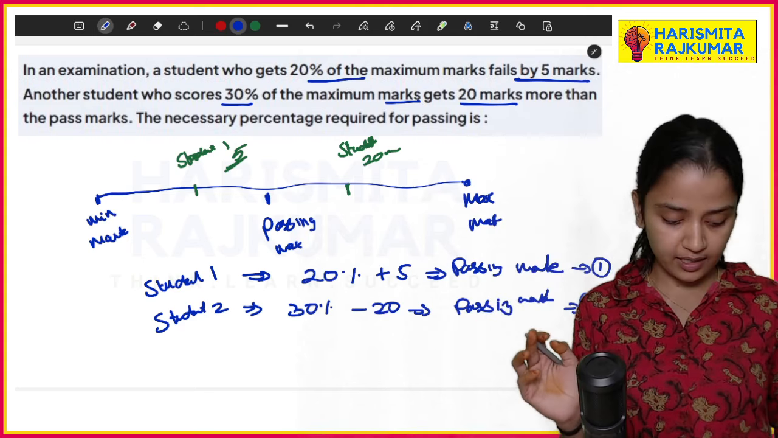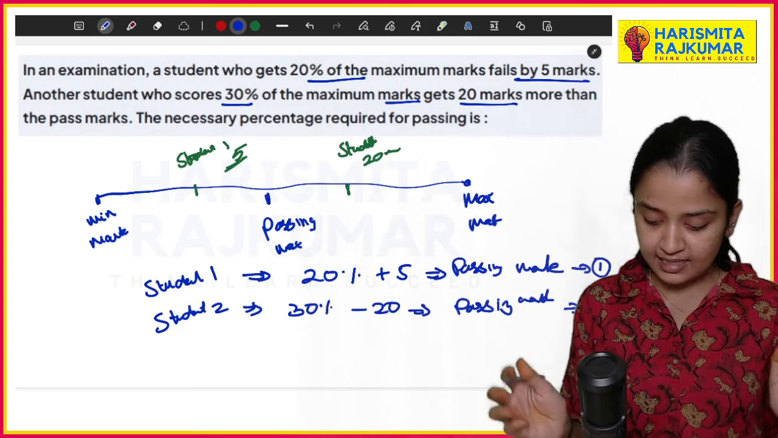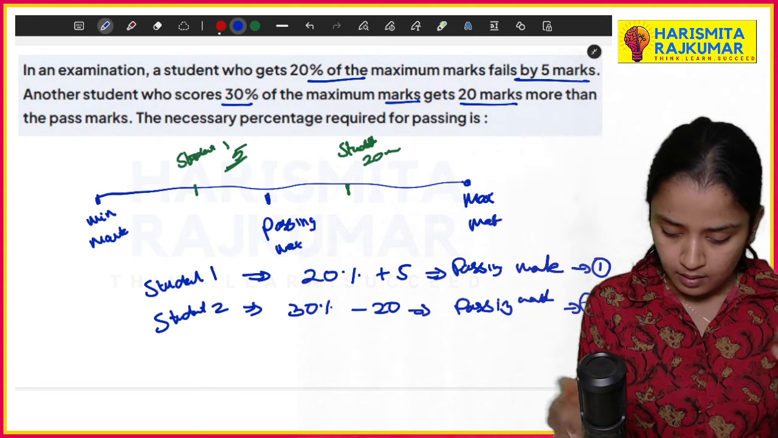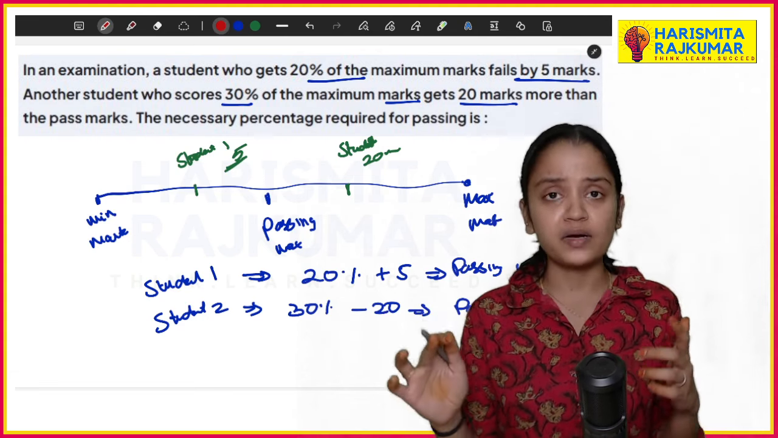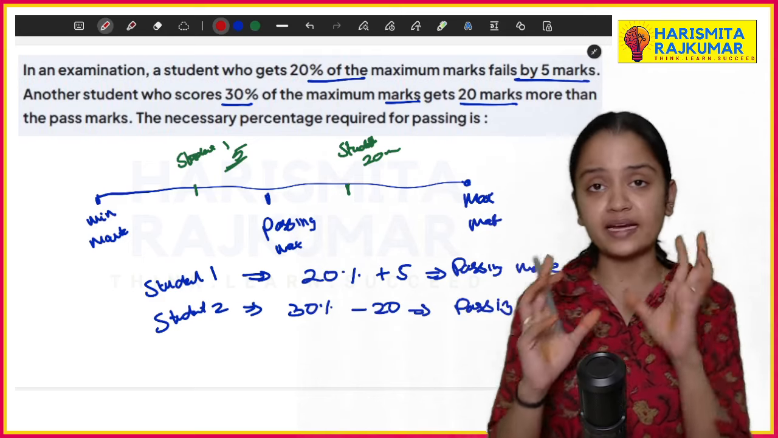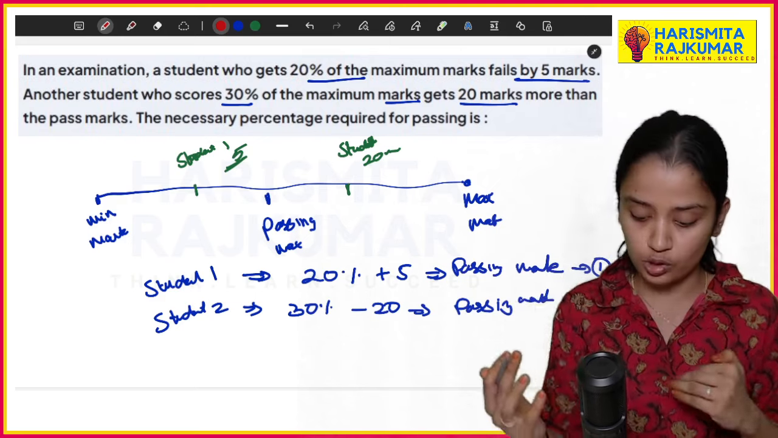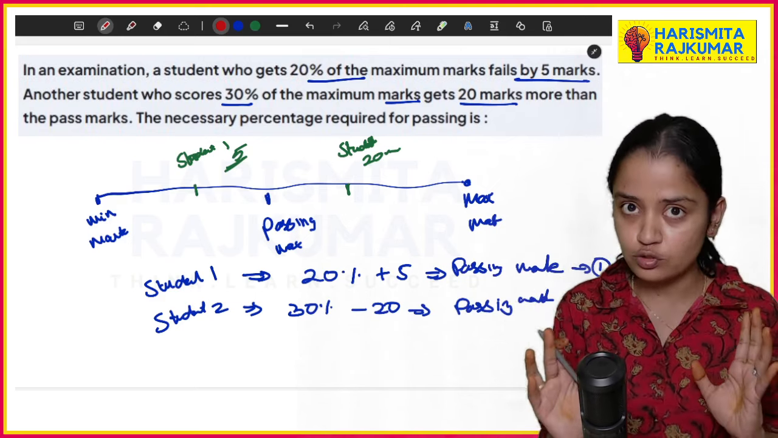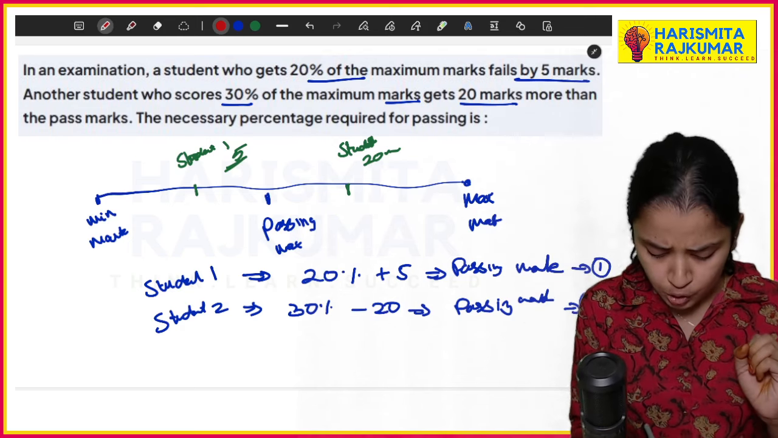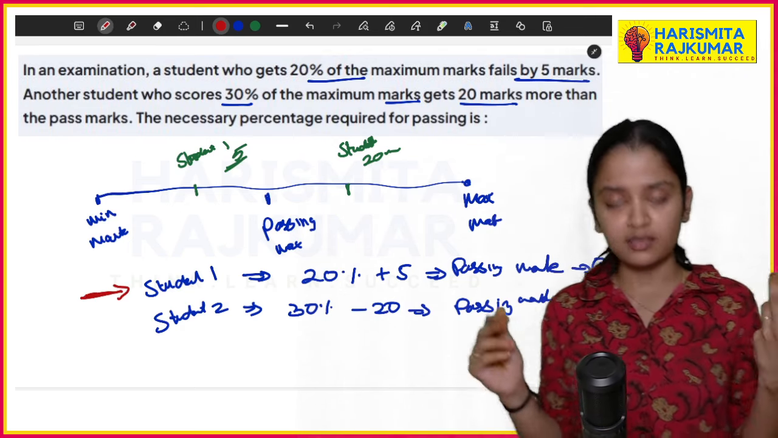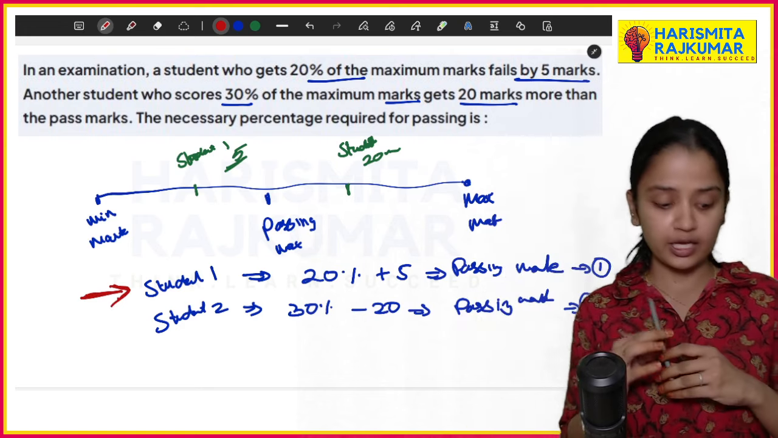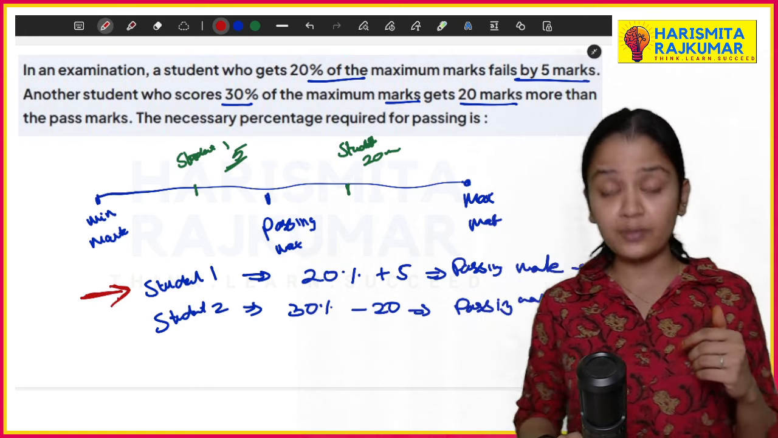You will be getting the percentage marks. Calculate either student 1's percentage or student 2's percentage. You will get each percentage if you subtract equation 2 from equation 1. Then what are you supposed to do? After getting the percentage, use the percentage and get the mark. That is your passing mark, and that is your passing percentage.